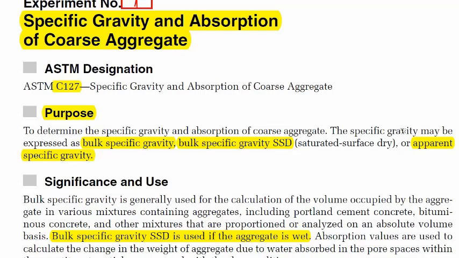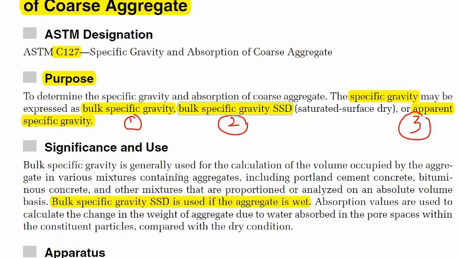The specific gravity itself may be expressed as number 1. The way of expression is bulk specific gravity, or we can put it as bulk specific gravity, saturated surface dry, and number 3 we can put as apparent specific gravity.